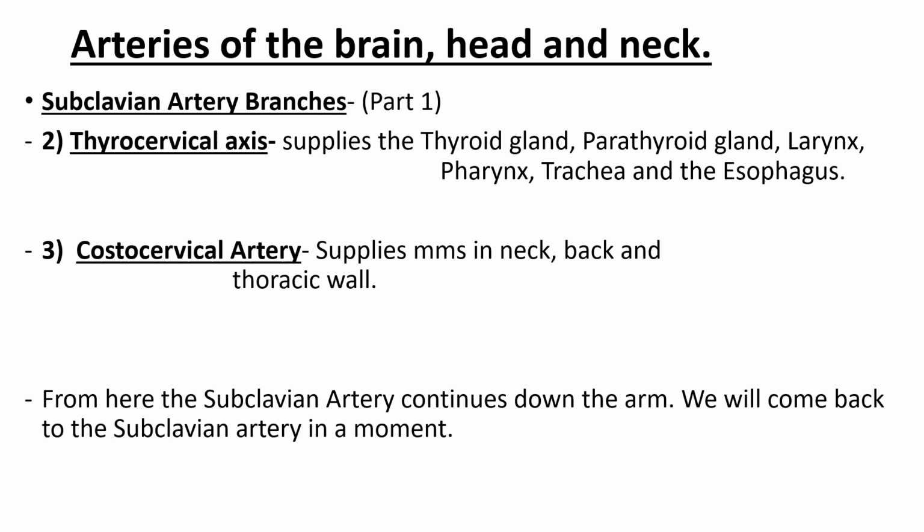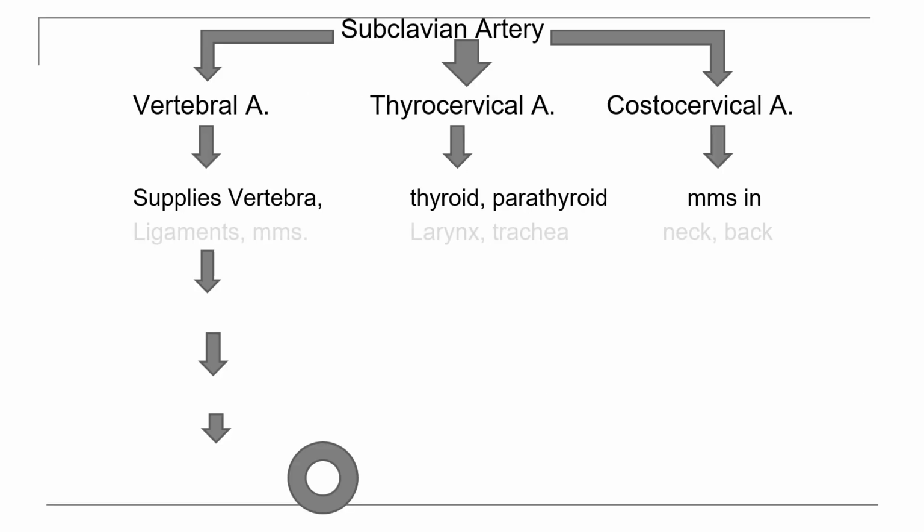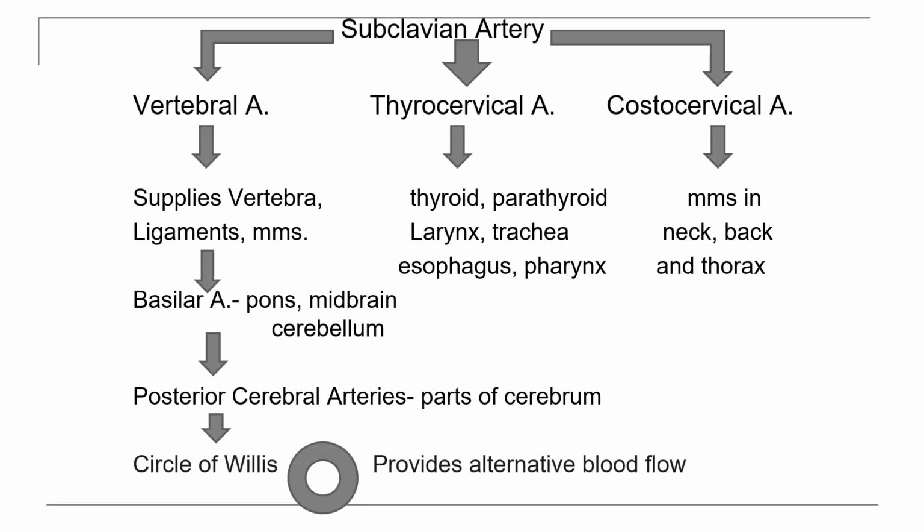So this is kind of on the opposite side, where my thoracocervical axis is in the front, my costocervical is kind of in the back. From here, our subclavian artery is going to head on down the arm, and we will come back to that momentarily, but these are the branches from my subclavian before it heads down the arm. So I got my vertebral artery, my thoracocervical axis, and my costocervical artery. So we can put it all on one slide and see exactly what our subclavian artery is branching into before it heads down the arm, what it supplies, or what it becomes in the case of the vertebral artery, because it continues on into several other vessels before it is finished.